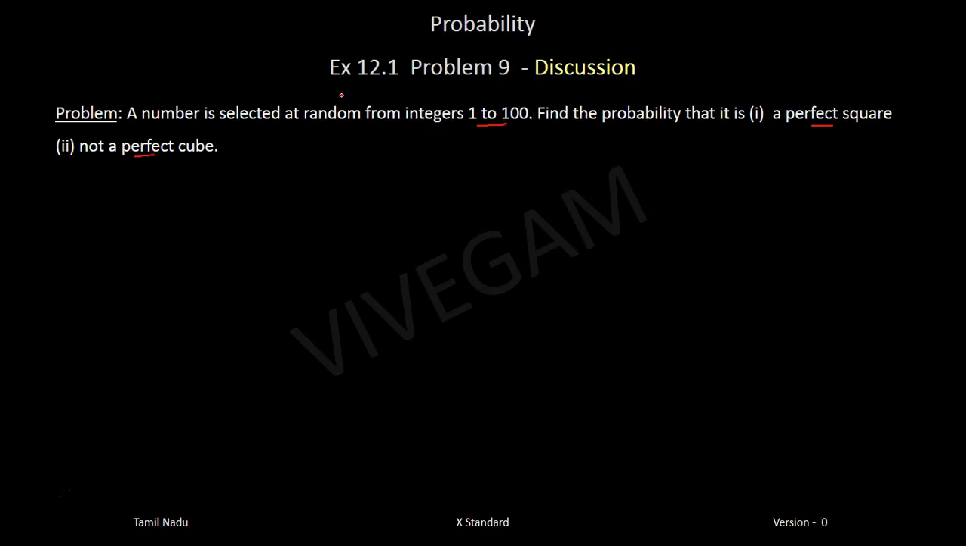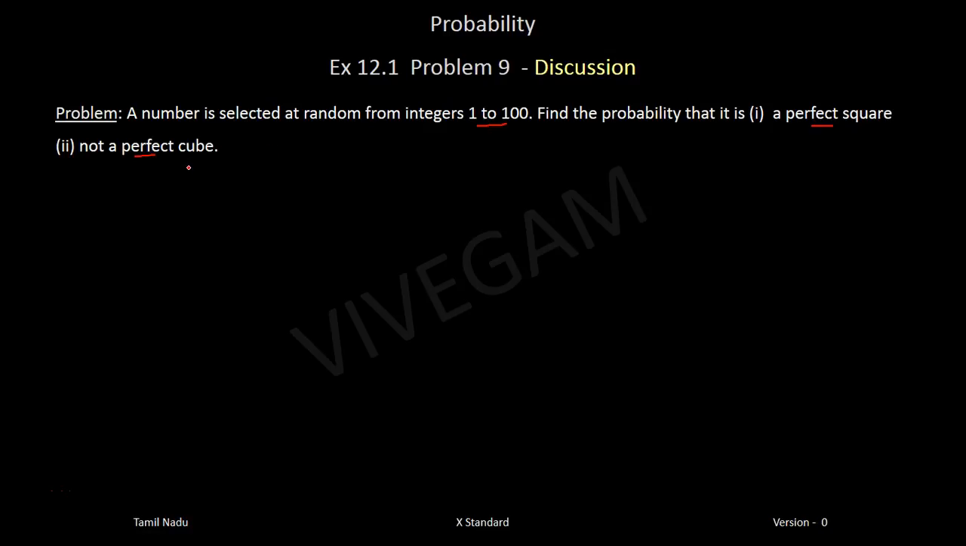What's a perfect square between 1 to 100? 1 is a perfect square, 4 is a perfect square, 9, 3 square is 9, 4 square is 16, 5 square is 25, 6 square 36, 49. 8 square is 64, 9 square is 81, 10 square is 100. So, these are the only perfect square numbers. So, all you need to do is define A as the event of getting a perfect square and list the elements of A and find n of A and thereafter find the probability of getting a perfect square.